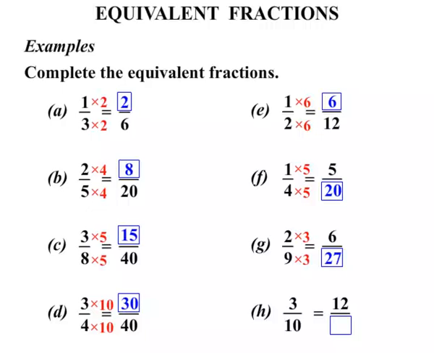3/10 equals 12 over something. Again, we know the top numbers, so the 3, to turn it into a 12, we times by 4. If we times the top by 4, let's times the bottom by 4 as well, and 10 4s are 40.